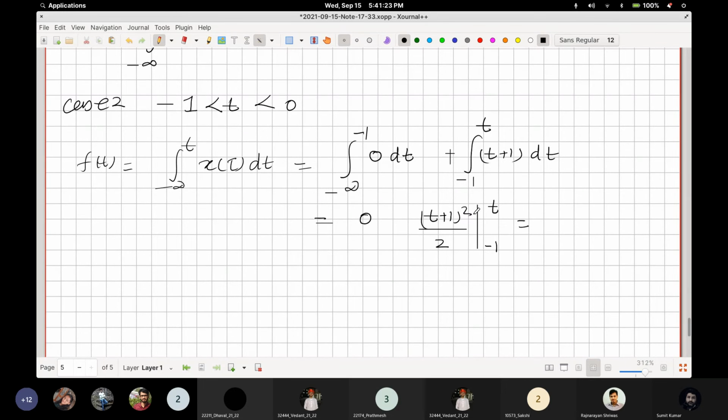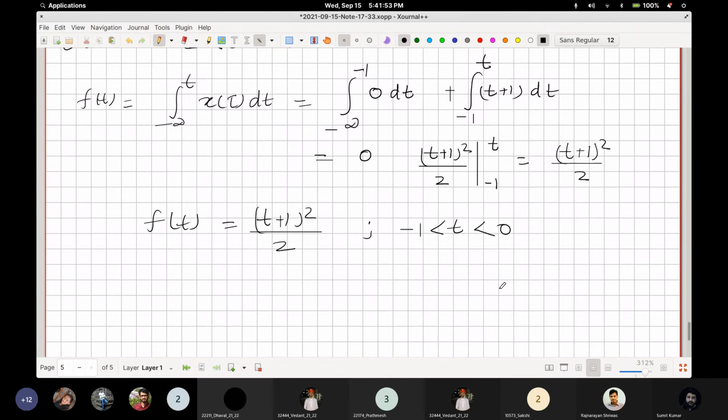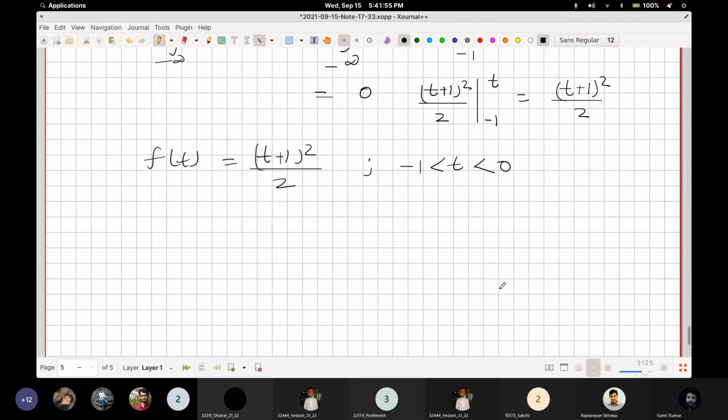Putting -1, we get -1 plus 1 whole square, that is 0. So what you will be having is t plus 1 whole square divided by 2 only. Is this clear? So ft becomes t plus 1 whole square divided by 2, and this is for t between -1 to 0. And I hope that this is very clear to all of you. Okay, is this clear to you?